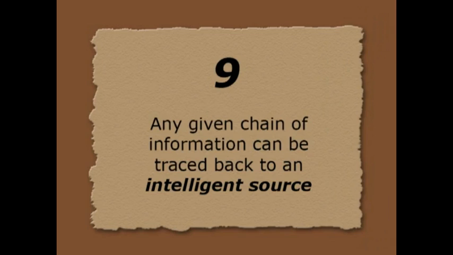Number nine, any given chain of information can be traced back to an intelligent source. Let me give an example to understand it a little bit better. If you drive with a car and you listen to your radio, is the radio the source of information? No, not the radio. Is the antenna the source of information? No. If you trace back, you come to a sender, to an author who gave the information. And that's what we see in all cases.